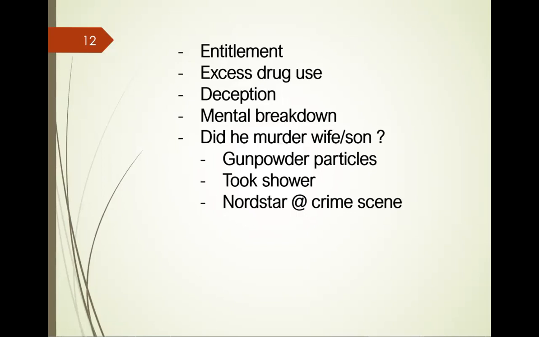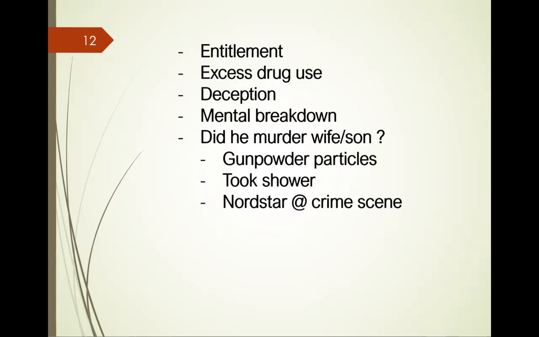Now, all this does not mean that he murdered his wife and son. And did he? Well, during the trial, we have seen that his clothing contained gunpowder residue. So he was close to the gun that was fired. He also took a shower, apparently, because when his brother arrived, he said he had taken a shower, and the North Star system of his car, a GPS system, placed him at the crime scene. We will see what the jury decides.